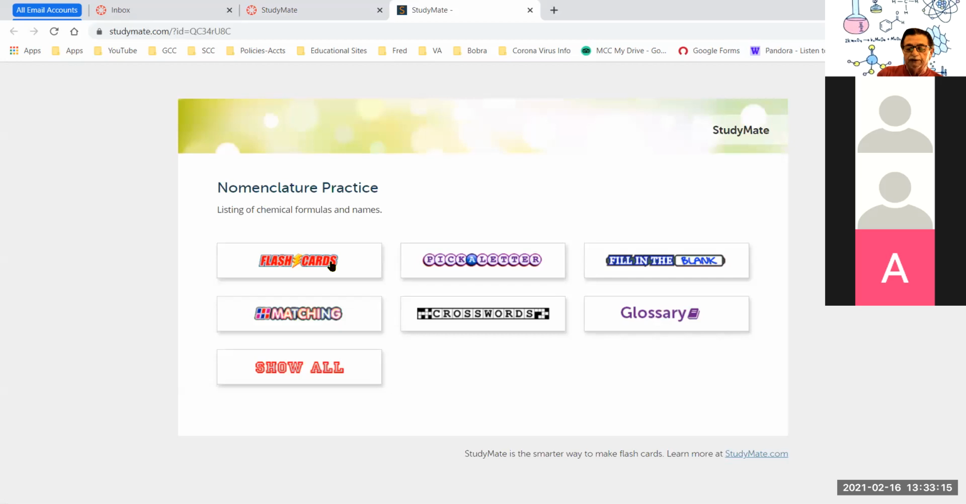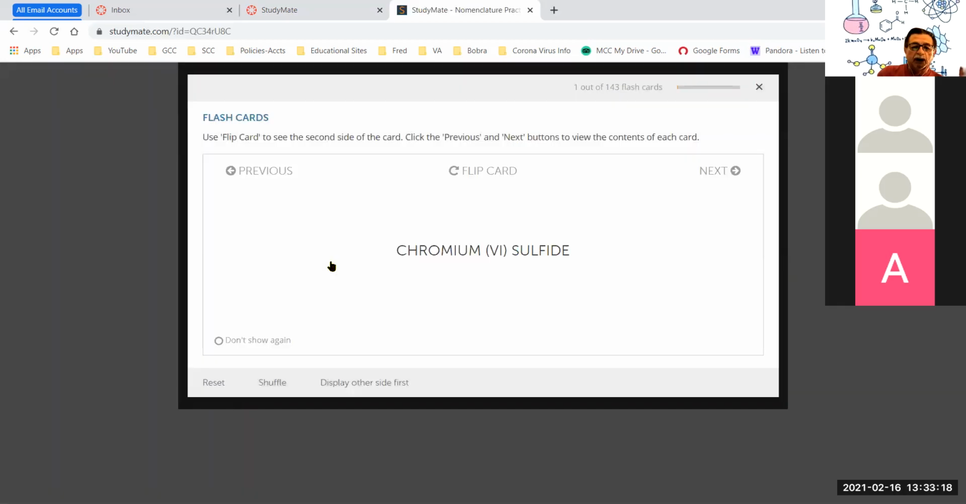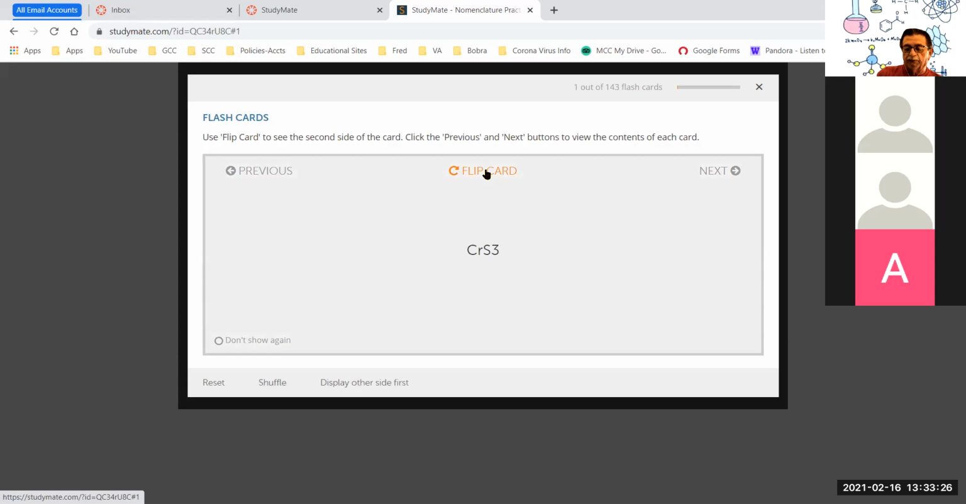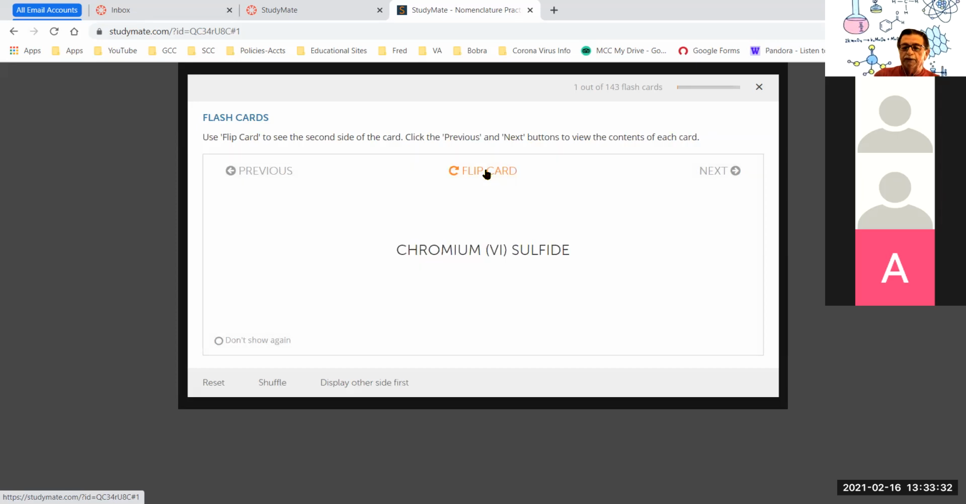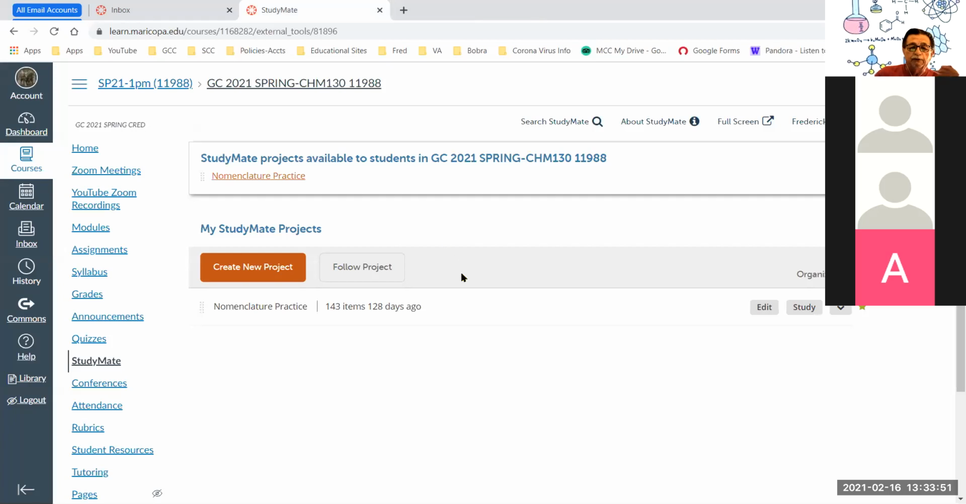I can do flashcards, and in there are 140 some different compounds. For example, I got chromium sulfide, which is the name, and if I flip it, that gives me the formula. It doesn't allow subscripts, so the formula for chromium sulfide is Cr and then S subscript 3, and so forth. Here's boron tribromide, and there's the formula. So yes, that flashcard does help you learn nomenclature and naming the compounds.